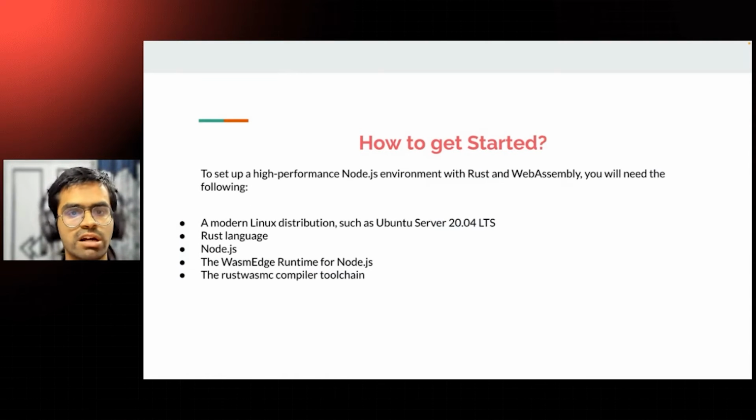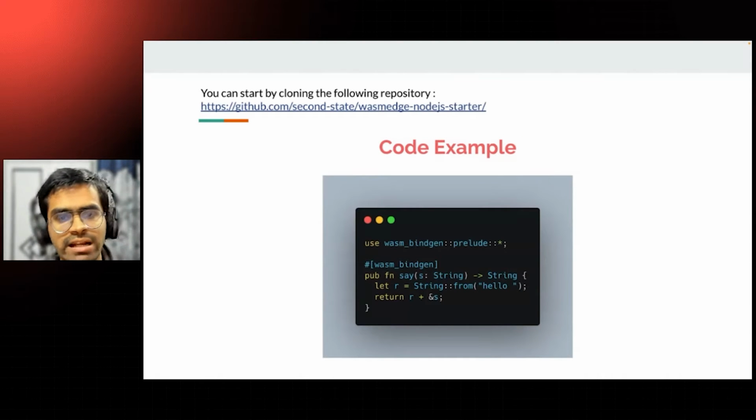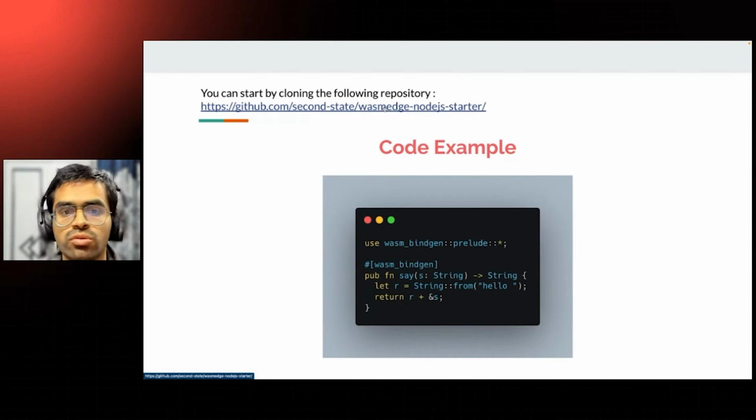So in order to get started, you would definitely need some tools, and that basically includes, let's say, a Linux distribution. You'd also need to install the Rust programming language, have Node.js installed, and then have the WasmEdge runtime that will help you to run the WebAssembly bytecode, and then utilize that with the help of Node.js. We'll also use the Rust Wasm compiler that allows you to compile your Rust modules into WebAssembly bytecode. Now, in order to get started, here's an example where you can visit this repository and clone the repository for the WasmEdge Node.js starter.